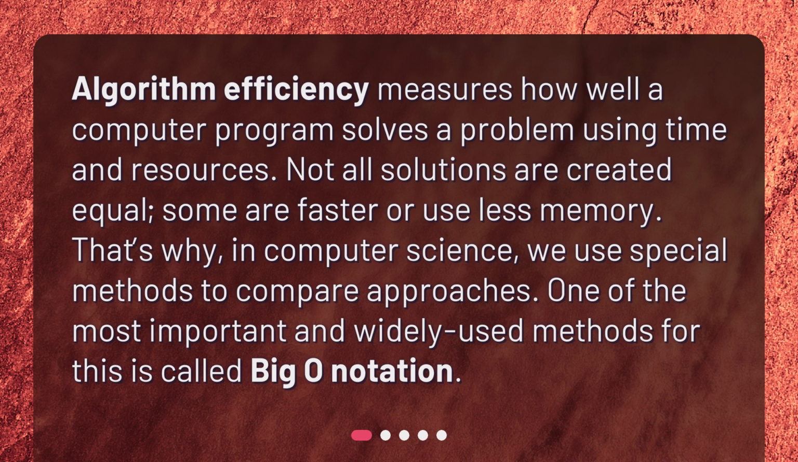That's why, in computer science, we use special methods to compare approaches. One of the most important and widely used methods for this is called Big O notation.